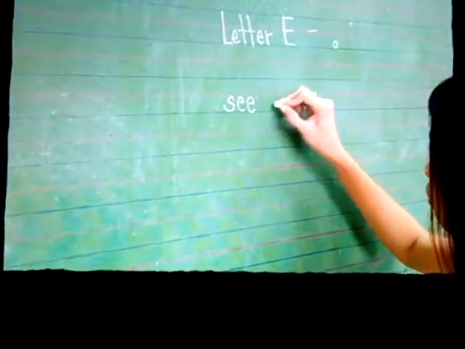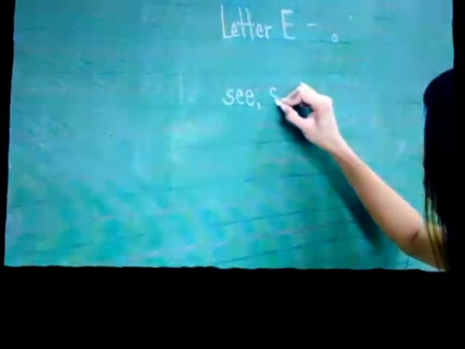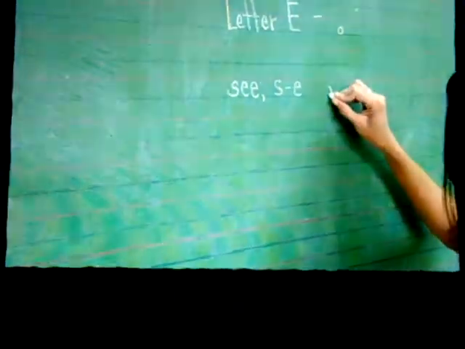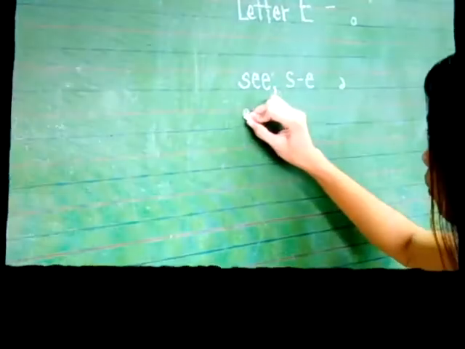An example of this is the word see. See is represented by letter S and letter E. So the strokes for this are the shorthand letter S and letter E.